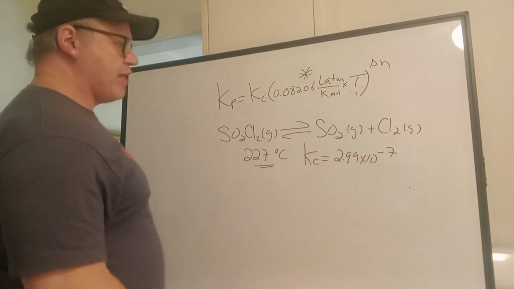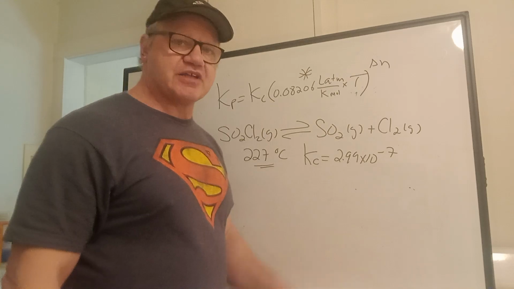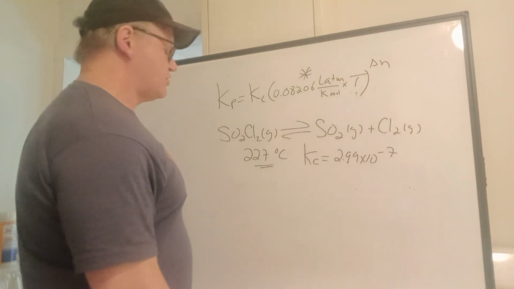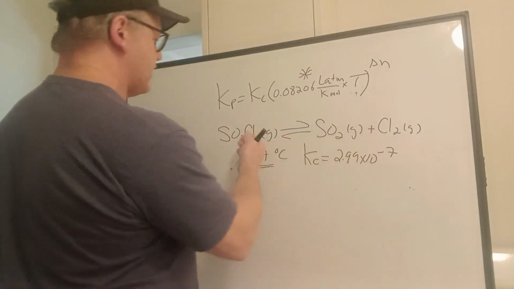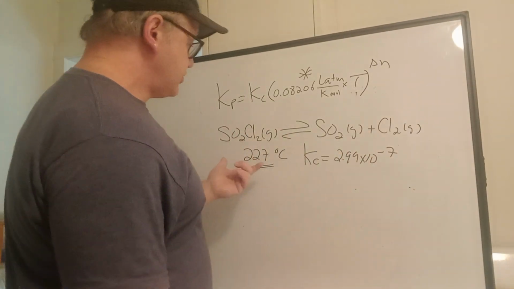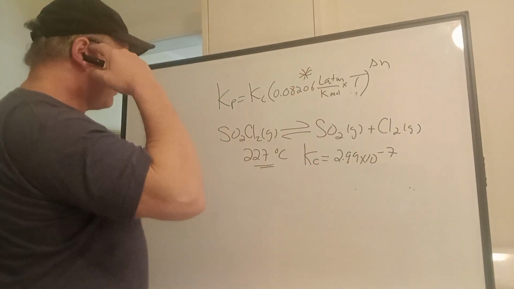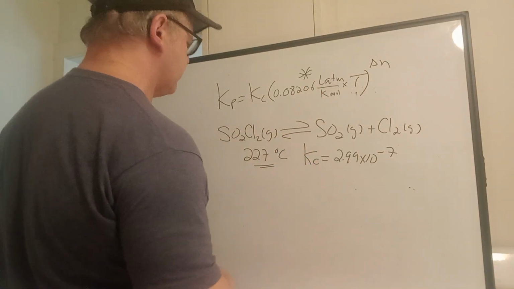I look at that, I'm not freaked out by something that small. There's plenty of smaller equilibrium constants. It means it's not favoring the products. It's definitely staying on reactant sides, at least at this temperature. Now, we're going to use this equation here. The first thing I always like to calculate is delta n.